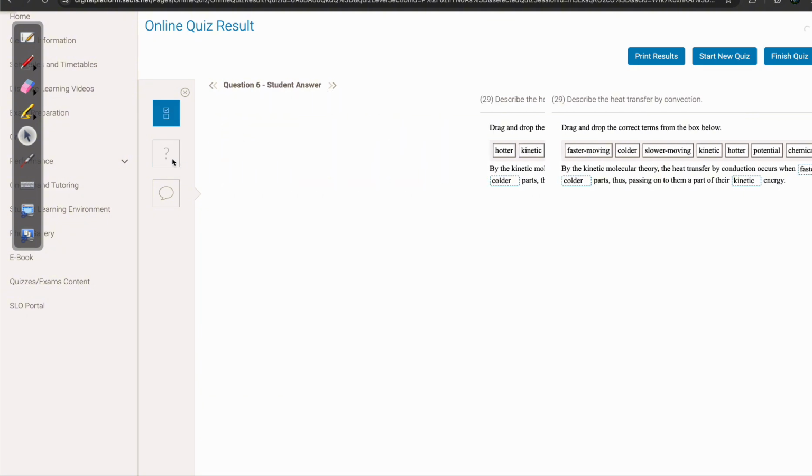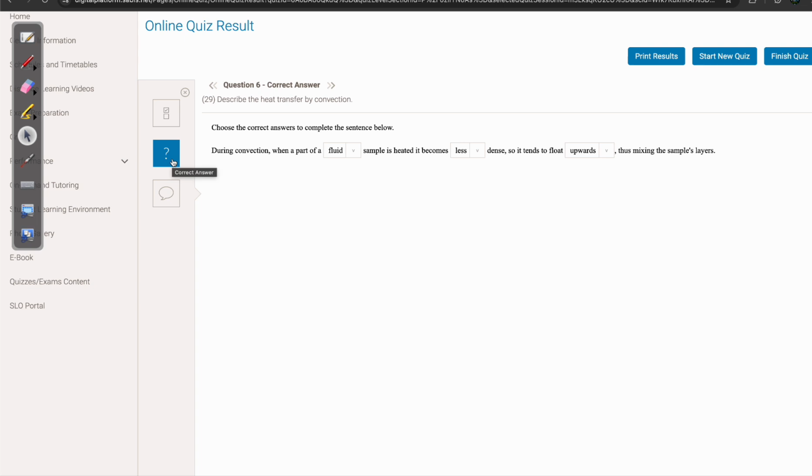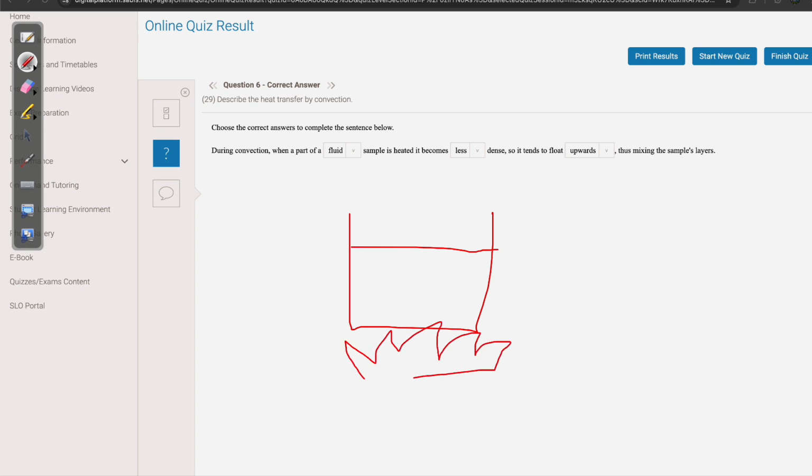Number 6. During convection, when a part of a fluid of a sample is heated. Okay, now look, convection, I'll explain it by a drawing. But let's say we have this jar of water and we're boiling it over this fire. So here I'll label it with yellow, split it into two. Here we have the hot, since it's next to the fire. And then up here we'll have the colder, right?